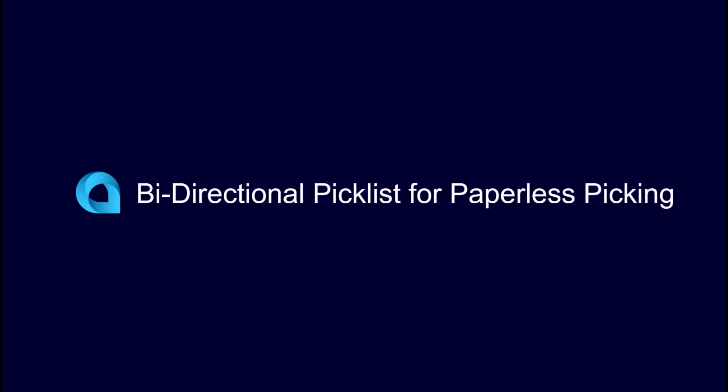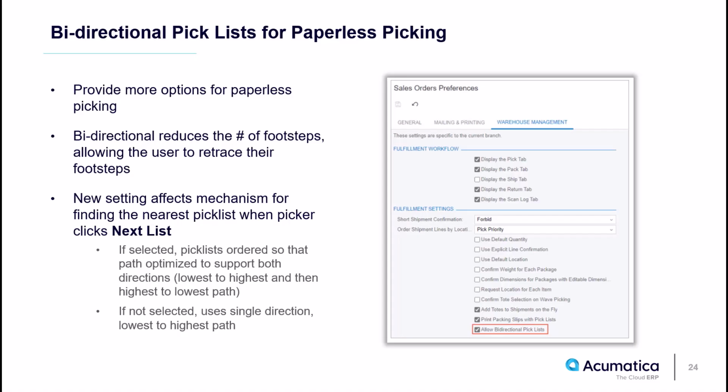The last WMS feature that I would like to show you is a bidirectional pick list for paperless picking. This feature adds more options for paperless picking. Bidirectional means just that. You can start picking in one direction with the system guiding picking in reverse direction to optimize the picking process.